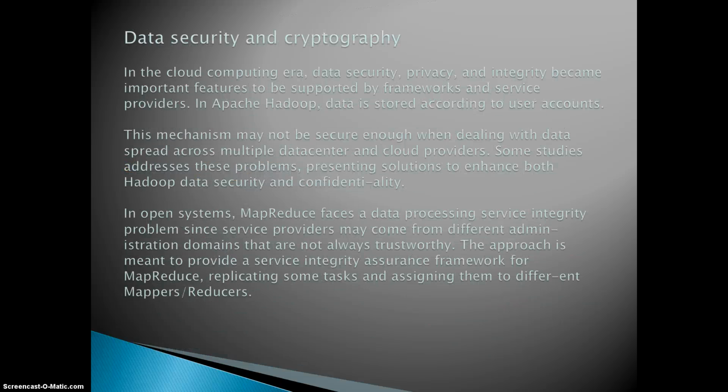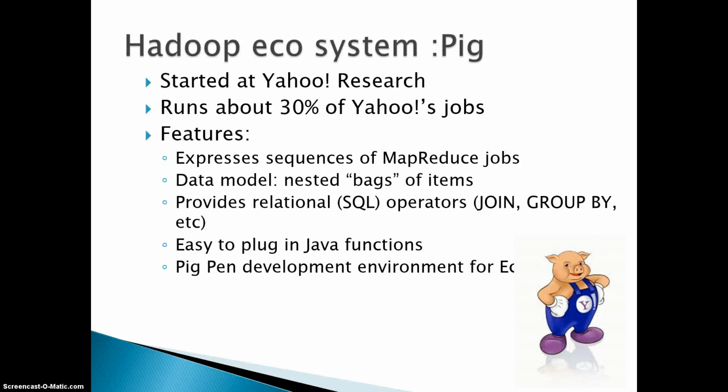Data security and cryptography. In the cloud computing era, data security, privacy, and integrity became important features to be supported by frameworks and their service providers. In Apache Hadoop, data is stored according to the accounts. The mechanism may not be secure enough when dealing with data spread across multiple data centers and cloud providers. Some studies address these problems, presenting solutions to enhance both Hadoop data security and confidentiality. In open systems, MapReduce faces a data processing service integrity problem, since service providers may come from different administrations. From here onwards, my friend Sharon will continue.